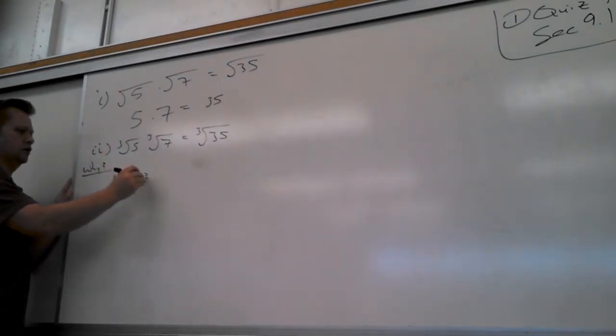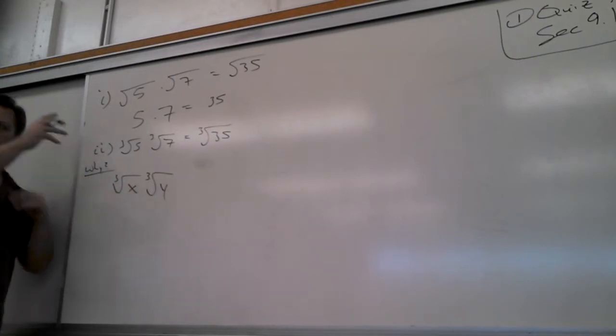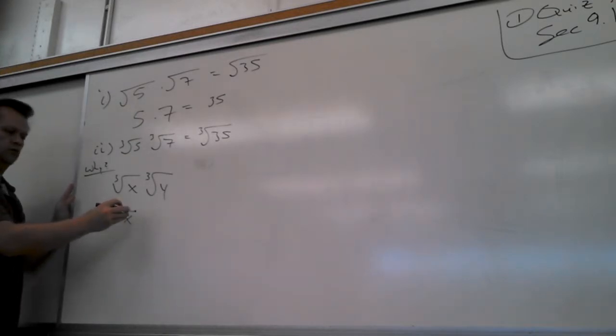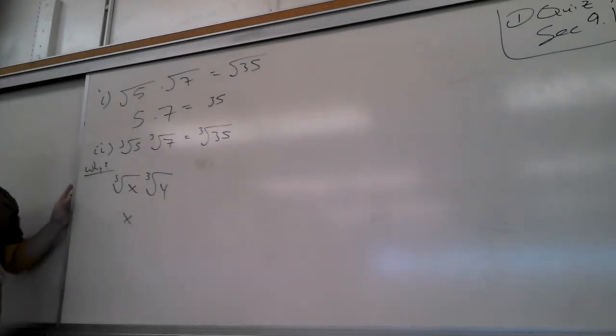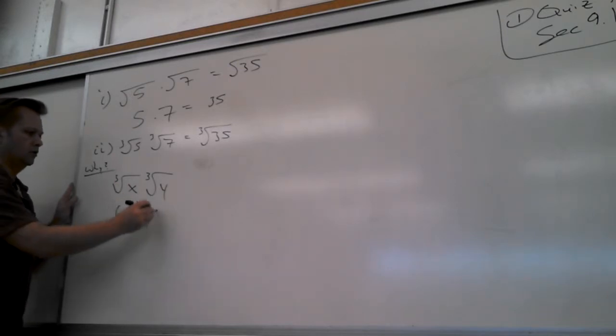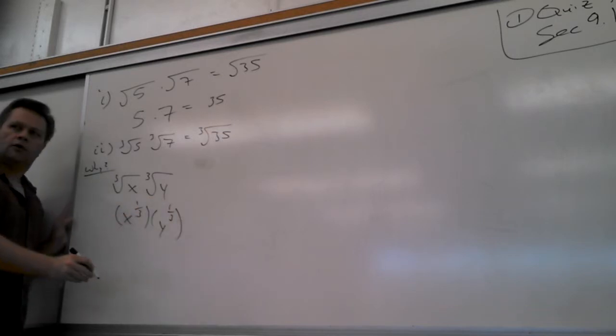Cube root of x times the cube root of y. Do me a favor. How do you rewrite the cube root of x in a different form? X to the 1 over 3. 1/3. Right. What's a cube root do to things? Cuts it in thirds, so it's 1/3 power. So cube root of x is also known as x to the 1/3. What's the cube root of y? y to the 1/3.